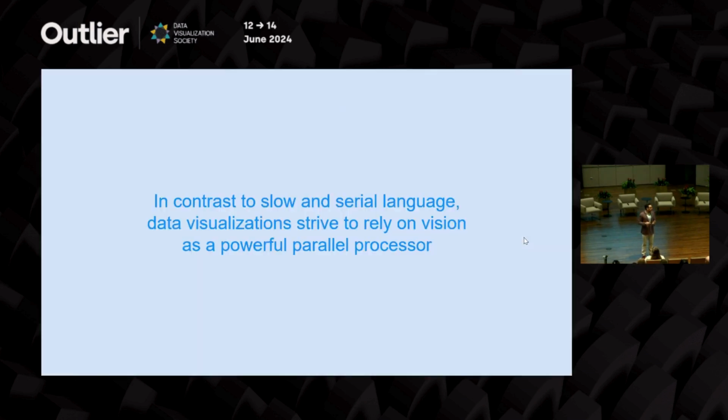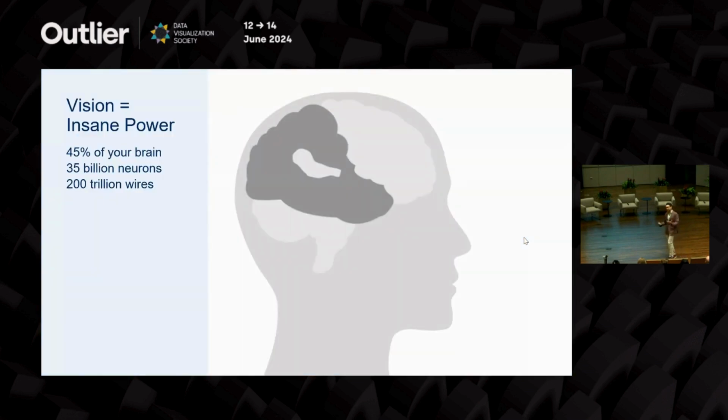So here's what I want to show you today. First of all, in contrast to slow and serial language, data visualization strives to rely on a powerful processor. And then I'm going to show you that it ain't that powerful all the time. So let me give you some of the standard demos about your visual system, about how powerful it is.